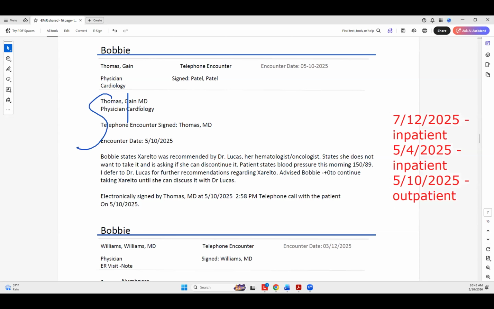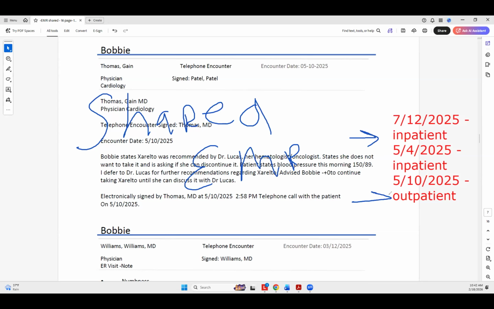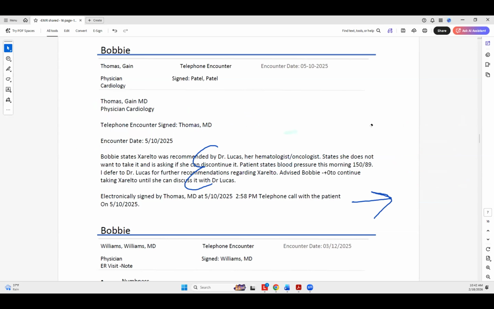Yes, this record is a shared EMR. How do we know? We have inpatient records and we have outpatient records. Yes, perfect. Okay, and that's one of the easiest ones to identify. That's nice and clean and cut, right?